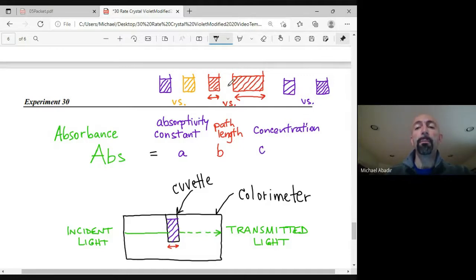So the longer the path length, also the more the absorbance. So these are all directly related. The more the concentration, the more the absorbance. The more the path length, or the longer the path length, again, the more the absorbance.